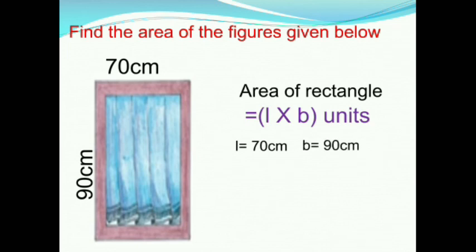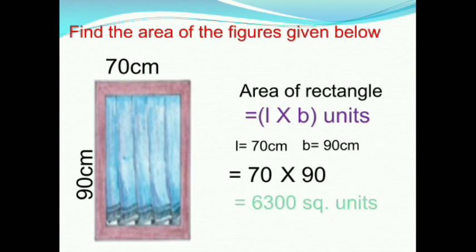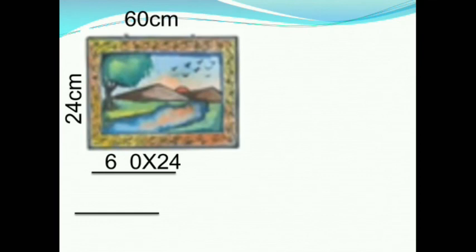Yes, breadth equals 90 centimeter. Now we should multiply 70 by 90. What is 70 by 90? 70 multiplied by 90 is equal to 6300. Therefore, the area of this figure is 6,300 square units.